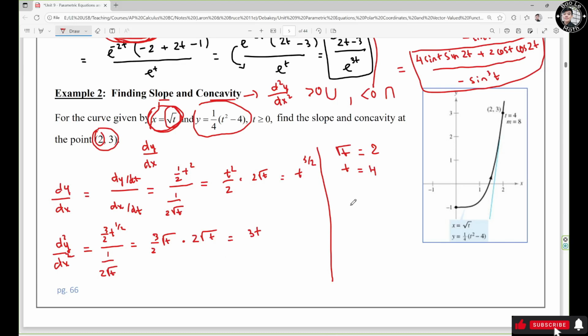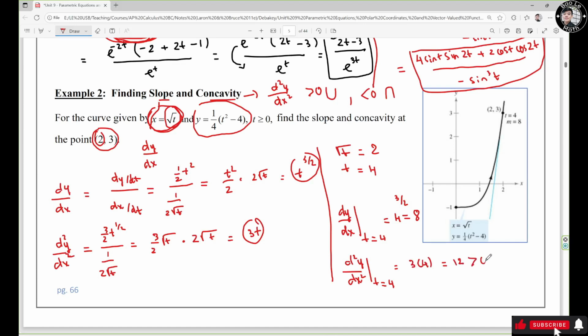Now we need to evaluate the slope, which means dy/ds when t equals 4. dy/ds is right here, so it's going to be 4 raised to the 3/2, which is 8. Now, d squared y over ds squared when t equals 4 is going to be right here. So it's going to be 3 times 4 equals 12. This is greater than 0, so the function is concave up.